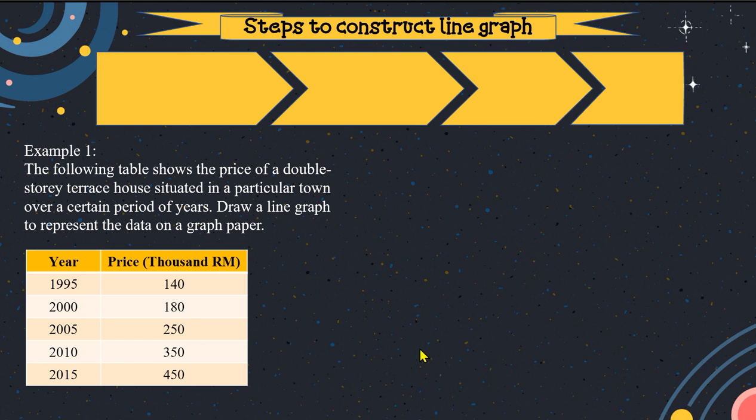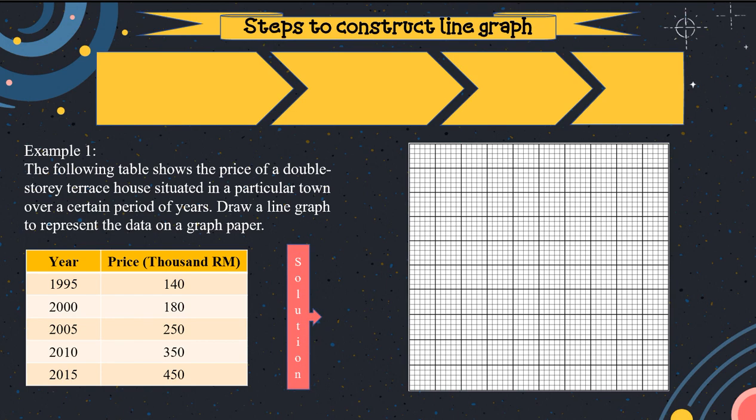Okay, so if you look at this one, the price is changing over time. So over the years, from 1995 until 2015. Okay, so to construct the line graph, we can use the graph paper like this.